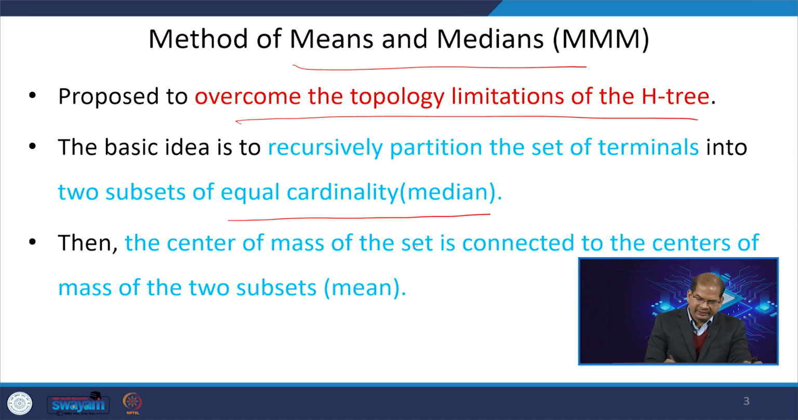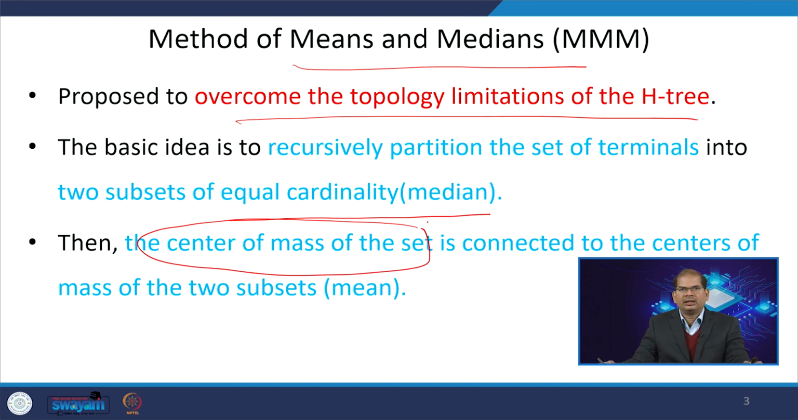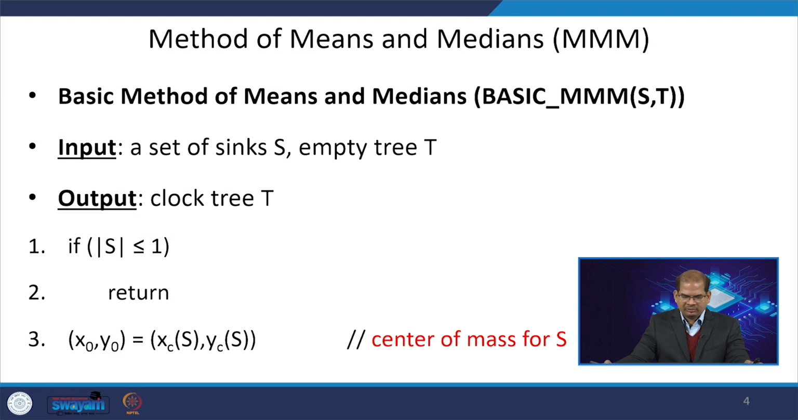Then we will find the center of mass of the set, and that is connected to the center of mass of the two subsets. So, we will find the center of mass of the set, and we will find the center of mass of the two subsets and connect them. In this method, we will find the clock tree. This is the pseudocode for the MMM algorithm, the method of means and medians.